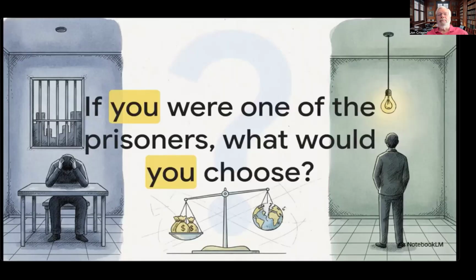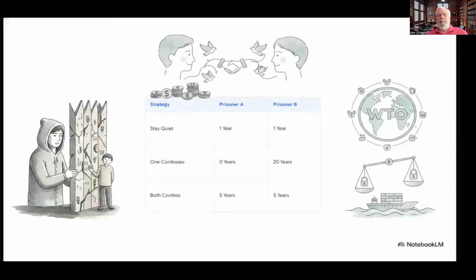To really understand why countries lean into these protectionist policies instead of just embracing free trade, let's do a quick thought experiment. Imagine you and an accomplice get caught during a burglary. You're locked in separate interrogation rooms. The prosecutor says you can either confess or stay quiet. What do you do? This is the classic prisoner's dilemma, and it is the perfect way to understand the underlying tension in international trade. Let's break down the options.